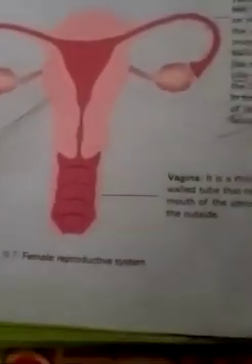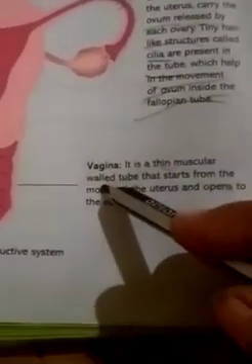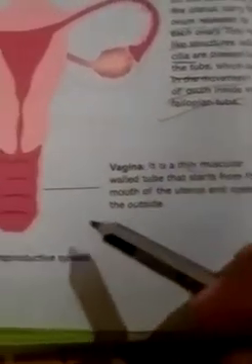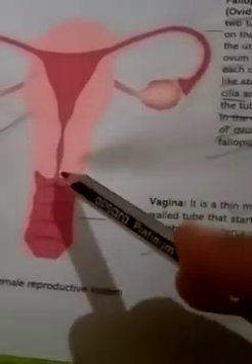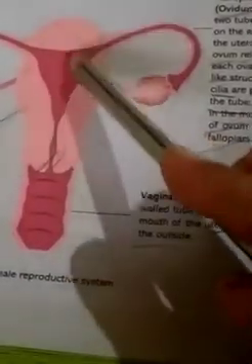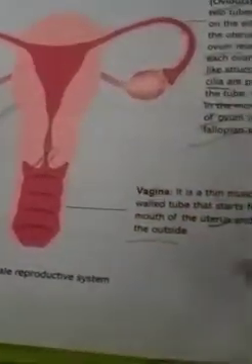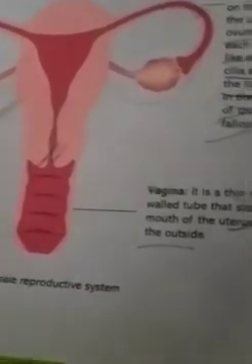The next part is the vagina. It is a thin muscular walled tube that starts from the mouth of the uterus and opens to the outside. Here, from the mouth of the uterus, this is the structure, and it opens to the outside.